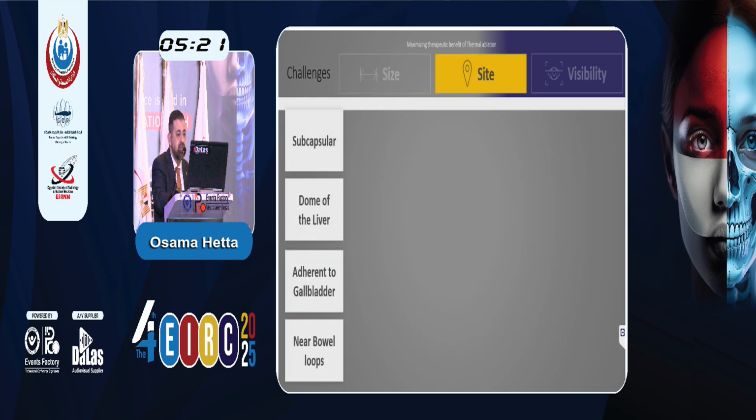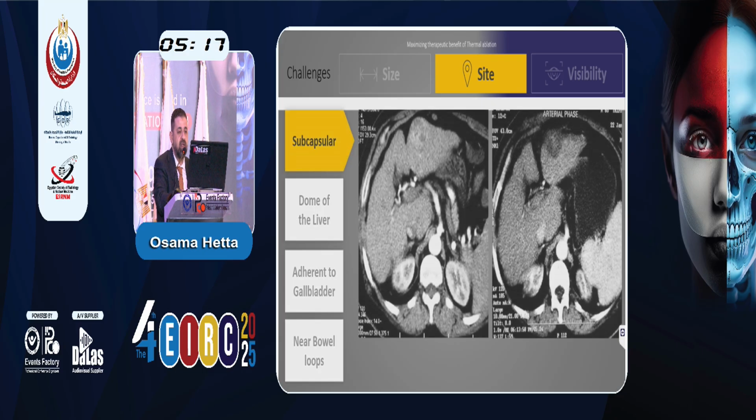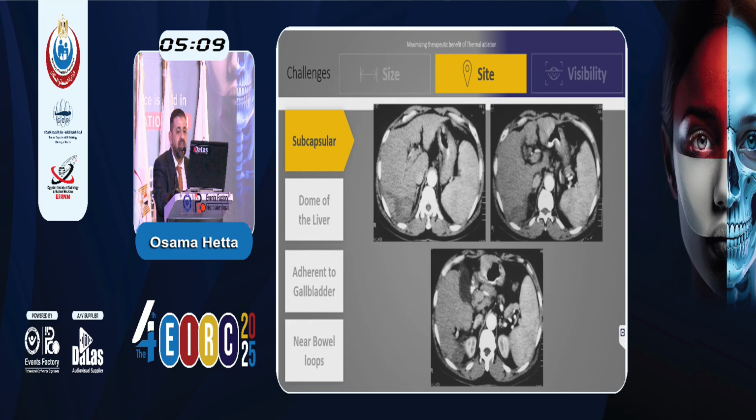Again, sometimes we have lesions in difficult sites like subcapsular lesions like this. We can ablate by accumulation of experience. We can ablate this subcapsular lesion and this one also with a nice area of necrosis after ablation. Consider the coagulation profile. Don't puncture the tumor more than one time, and take some precautions to get this good response.